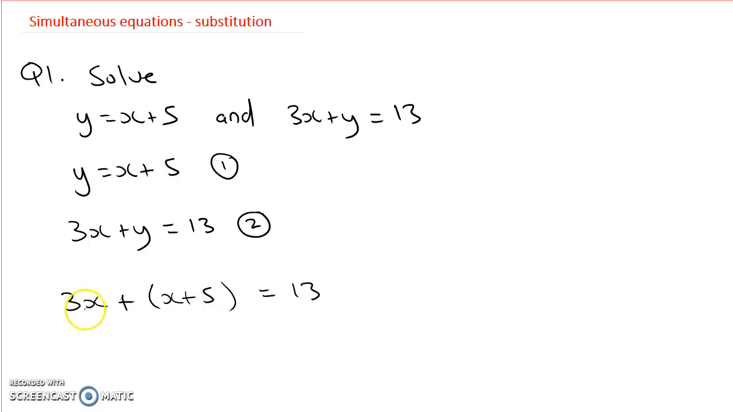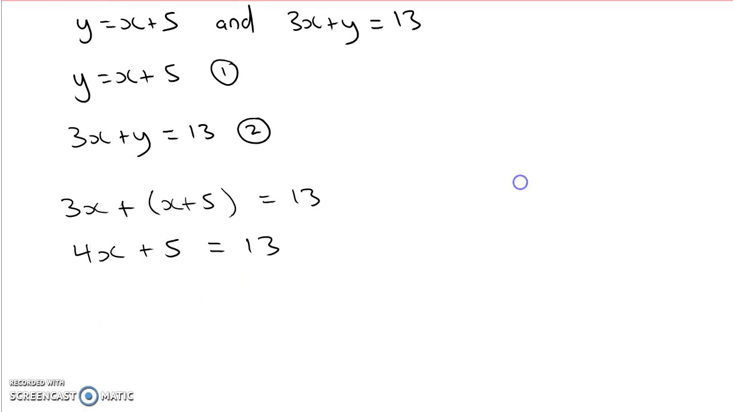Now we're only dealing with x's, so we can go ahead and solve this equation here to find x. So we'll get 3x plus x is 4x plus 5 equals 13. Subtract 5 from both sides, 4x equals 8. Divide both sides by 4, x equals 2.